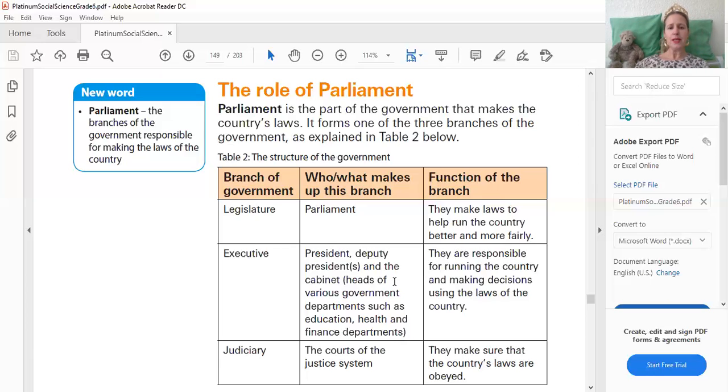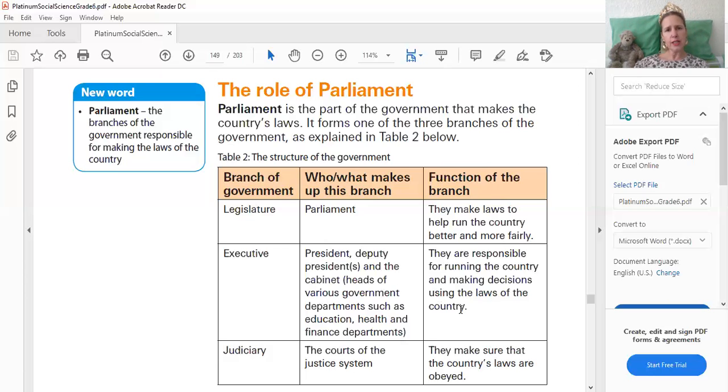Okay, so you have the Minister of Education, Minister of Defense, Minister of Finance, and so on. Okay? That's the executive. And what is their function or job or role? They're responsible for running the country and making decisions using the laws.